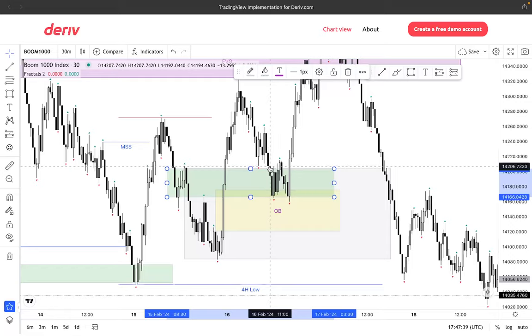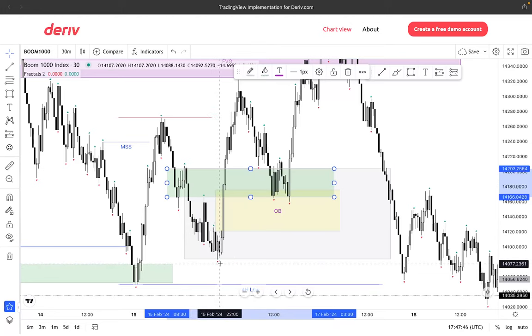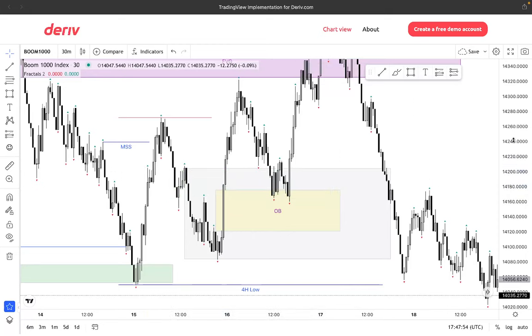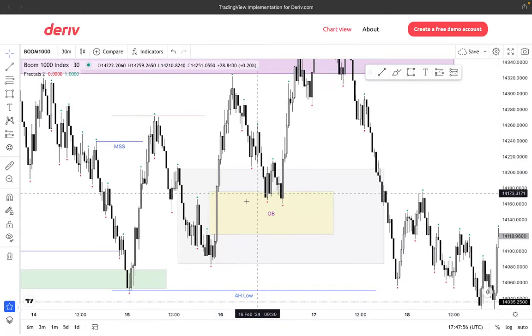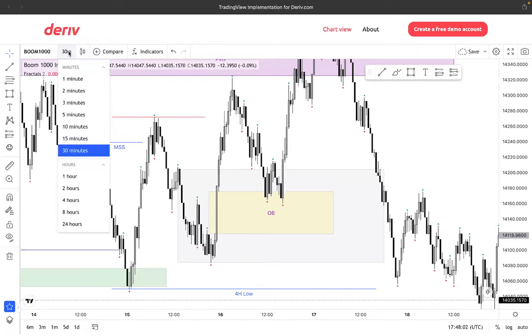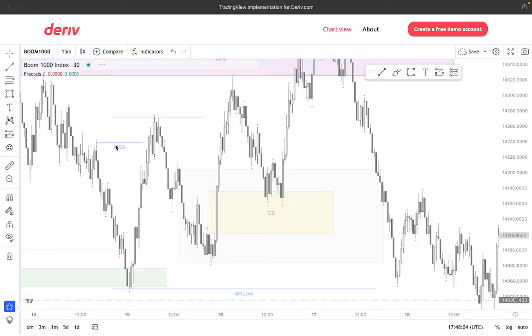But if we enter from here, the low is too low, so your risk is going to be huge. So me personally, would I enter from this breaker block? No, because the risk is too high. But this is a nice fair value gap and risk is low. Let's quickly go down, see if we can even more minimize our risk.